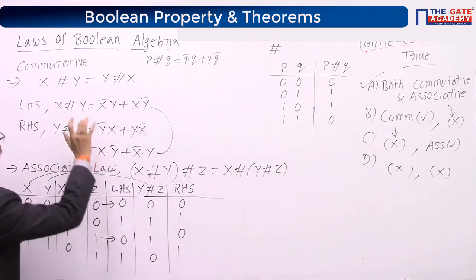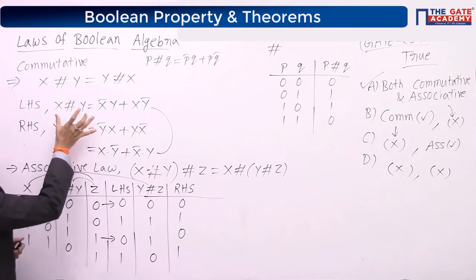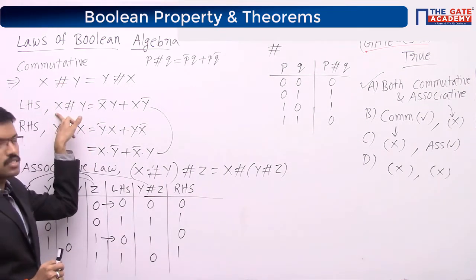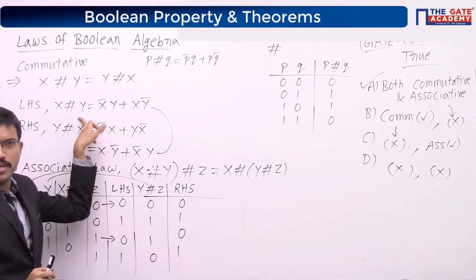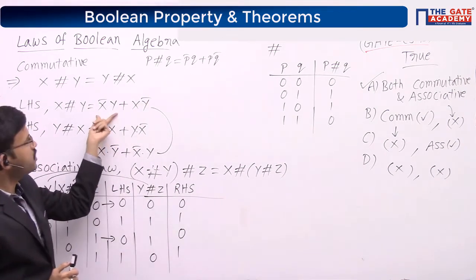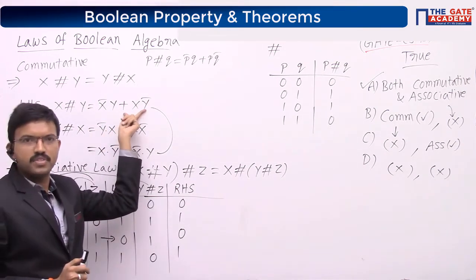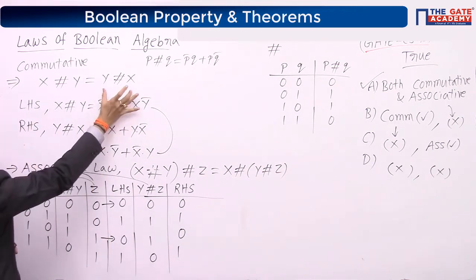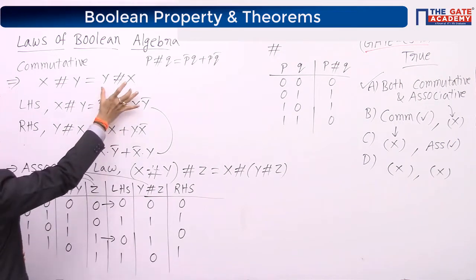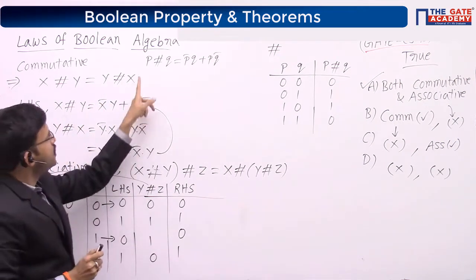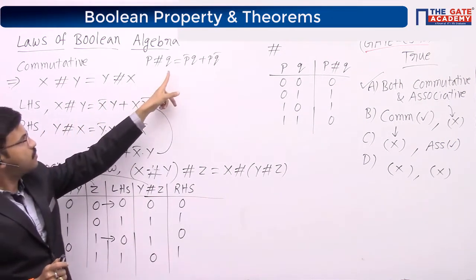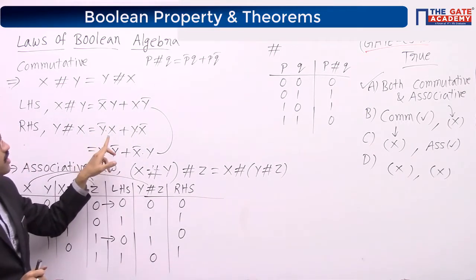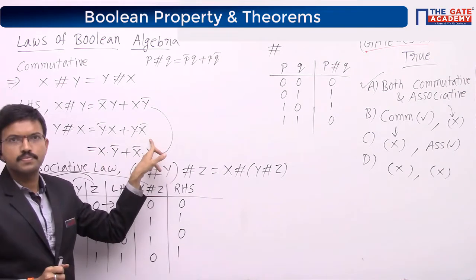First I am considering LHS, that is x hash y. In the place of P, you are having x. In the place of Q, you are having y. Substitute here, you will get x bar y plus xy bar. So this is regarding LHS. Now the RHS term I have considered. Here I am having y hash x. That means in the place of P, I am having y, and in the place of Q, I am having x. Substitute here: y bar x plus y x bar.